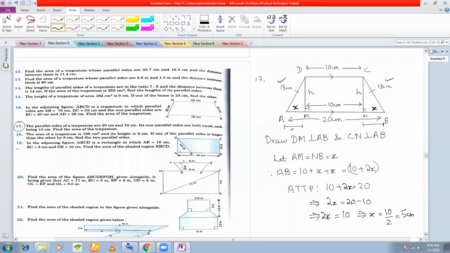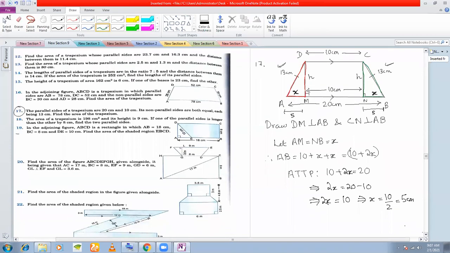So we have got the length of this to be 5 centimeters and the length of this to be 5 centimeters. Now the question is how to find out the height. Now we shall consider the right angle triangle. There are two right angle triangles. You can consider either this right angle triangle or you can also consider this one. Let us consider this red right angle triangle, triangle AMD.